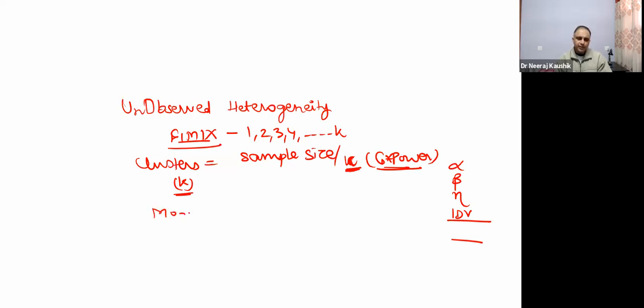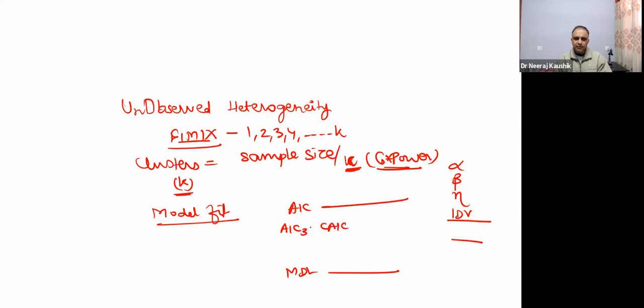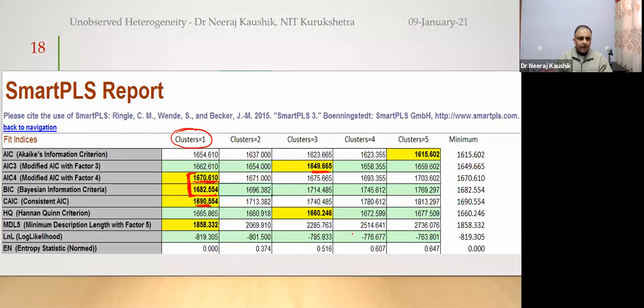Model fit indices. So model fit indices you check. AIC value is always the upper limit. MDL value is always the lower limit. Now check it. AIC3 and CAIC, if they are the same, they are pointing out the same cluster, take that. If not, then AIC4 and BIC, I hope I have written them correctly, take them.